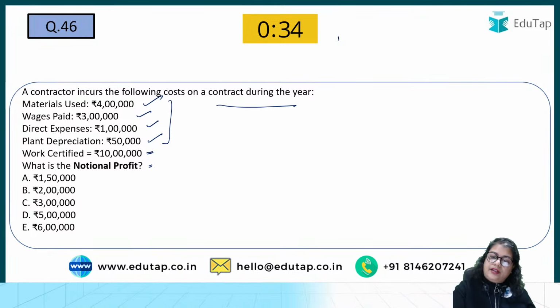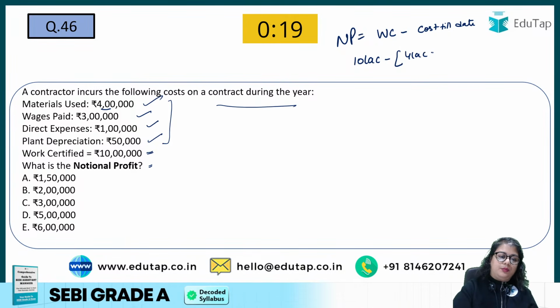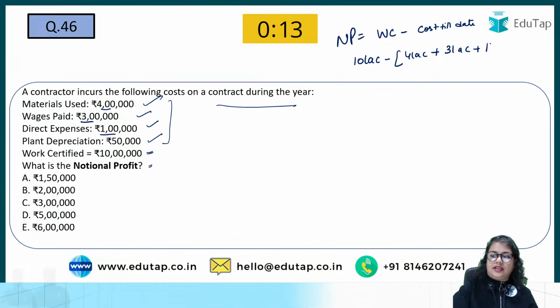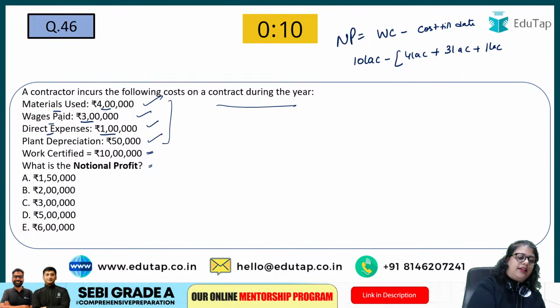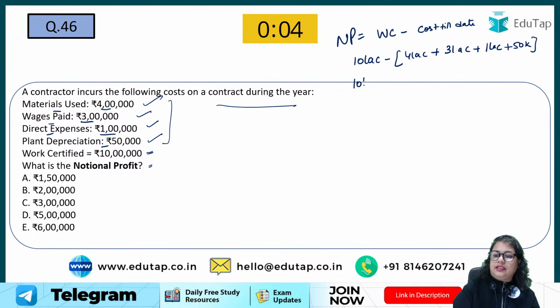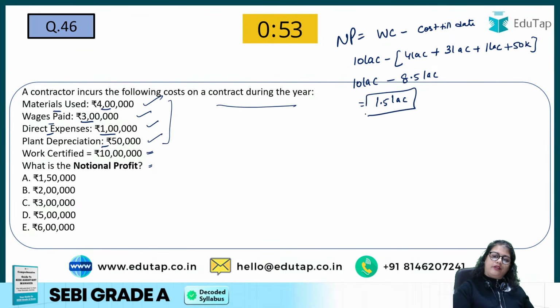So what is notional profit? Basically, can I say notional profit is equal to work certified minus cost till date that you have done. So work certified is 10 lakh minus the cost till date, that is 4 lakh plus 3 lakh plus 1 lakh, that is direct expenses, materials used, wages paid, direct expenses, plus the depreciation, plus 50,000 depreciation. So when you calculate this, 10 lakh minus 4 plus 3, 7, 7 plus 1, 8, 8.5 lakh, right? So notional profit would be how much? 1.5 lakh, right? 1.5 lakh would be the notional profit.